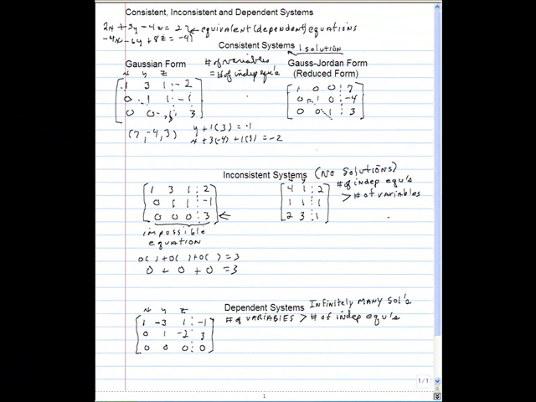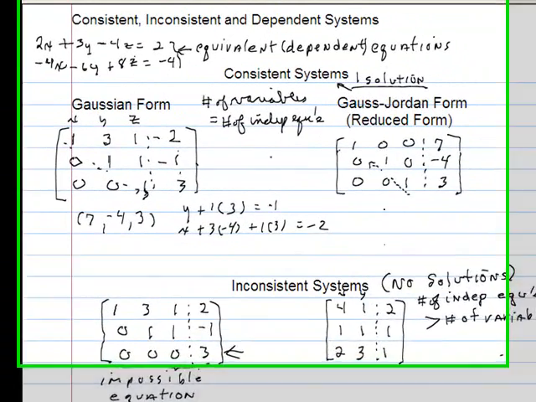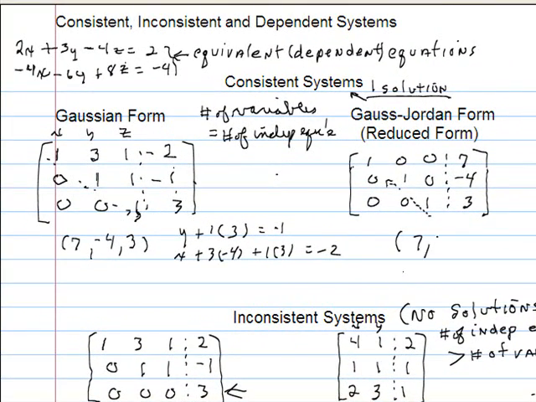In other words, the first equation says x plus 0y plus 0z equals 7. That tells you x is 7. The second equation says 0x plus y plus 0z is -4. So since the x and z were zeros, that just says y is -4. And similarly, the last one says z is 3, and you can read the thing off and see immediately that you have one single solution, and therefore that's a consistent system.